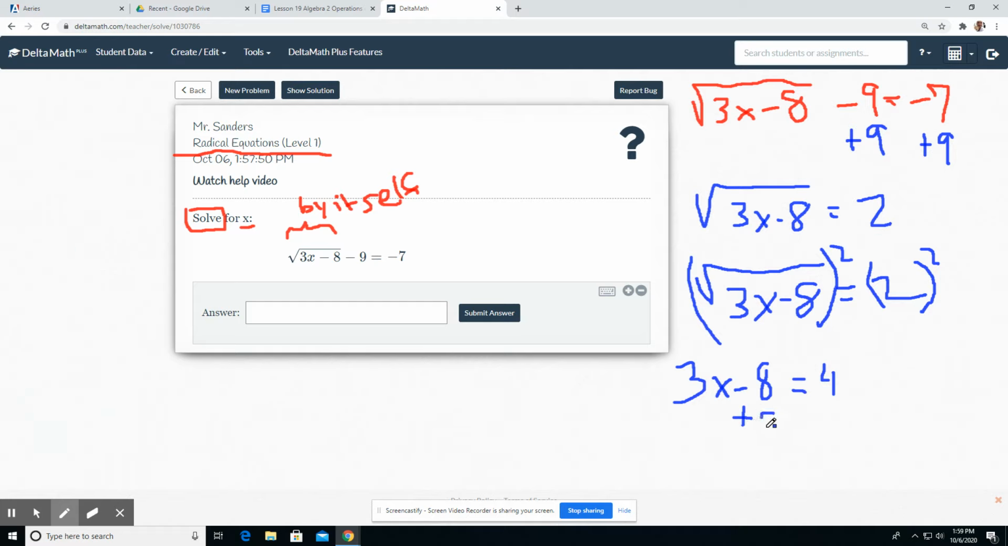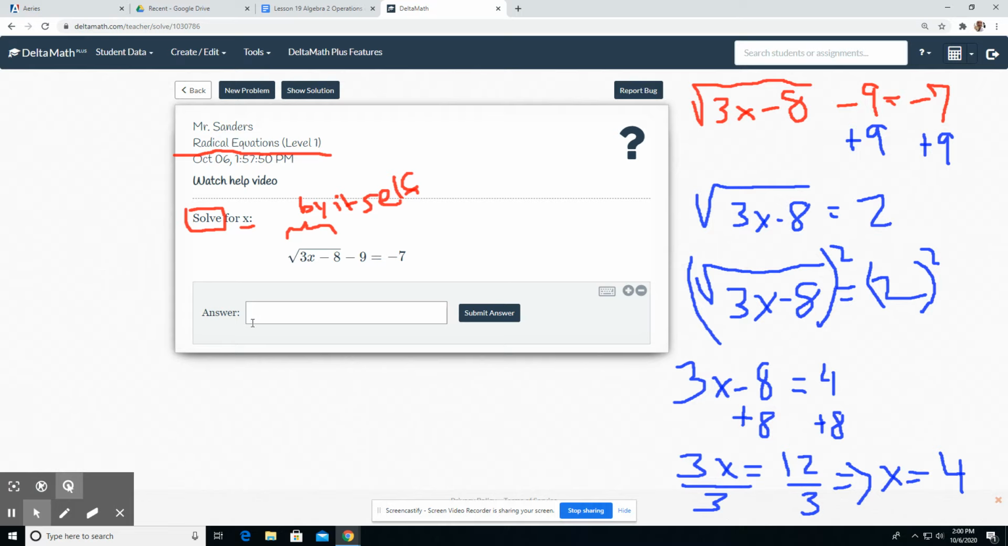Add 8 to both sides. Put the numbers together. Trying to get x by itself. 3x equals 12. Last step, divide by 3. Divide by 3. And x equals 4. 3 goes in 12 4 times. So I just got 4 as my answer.